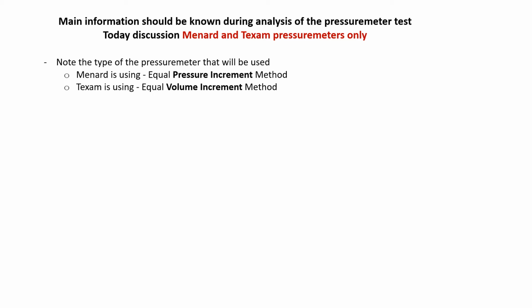Menard: you apply equal pressure increments and watch what is happening with deformation. In the Texan pressuremeter, you apply equal volume increments and look at how pressure changes, or how the soil is responding. Now, some people say the Texan pressuremeter could also be used with equal pressure increments. Yes, theoretically. In practice, no. You can do it, but guys, it doesn't work very well. If you start doing some experiments and trials, generally it doesn't work very well.